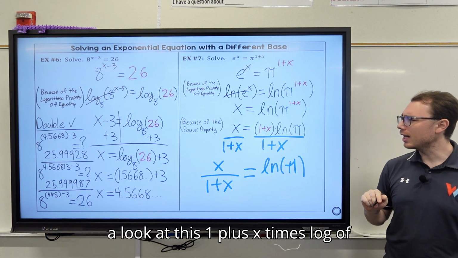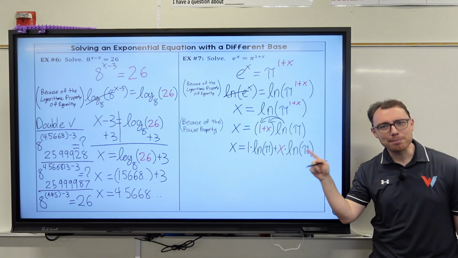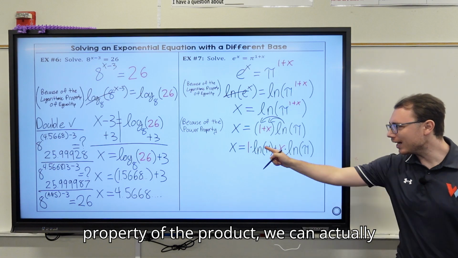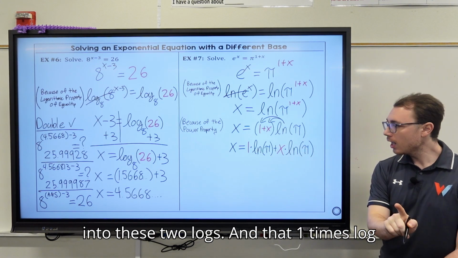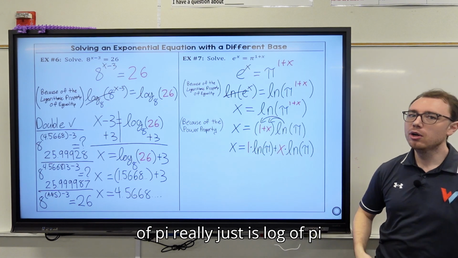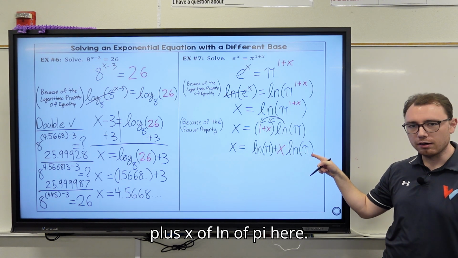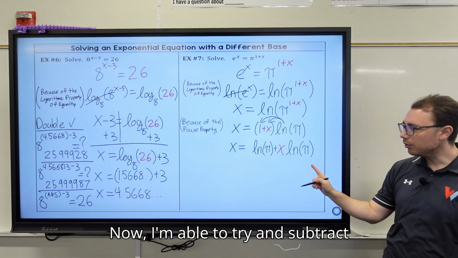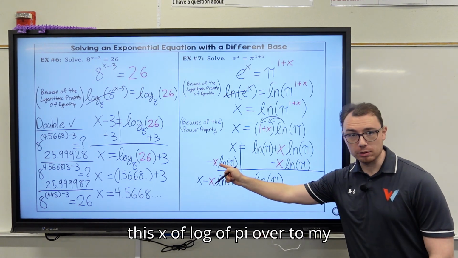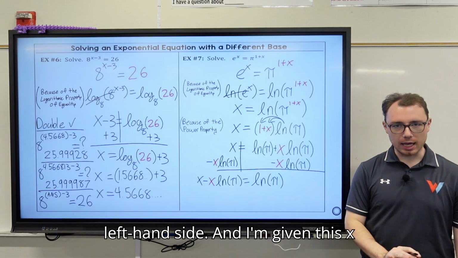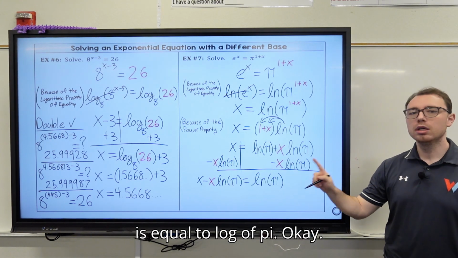Take a look at this 1 plus x times log of pi. Really, if we use that property of the product, we can break up this log into these two logs. And that 1 times log of pi really just is log of pi, plus x times ln of pi here. Now I'm able to subtract this x times log of pi over to my left-hand side. And I'm given x minus x times log of pi is equal to log of pi.